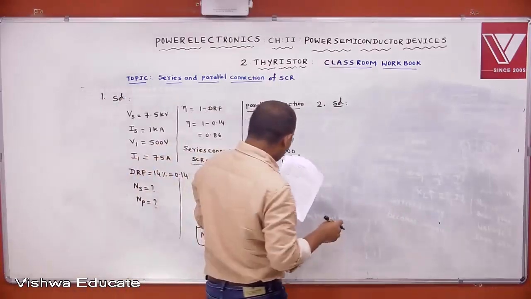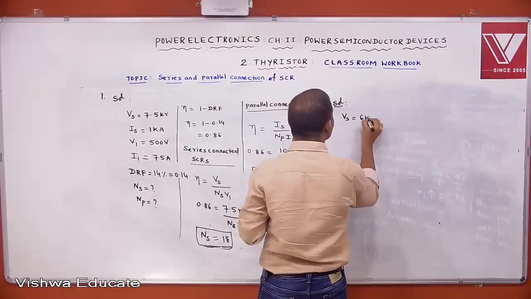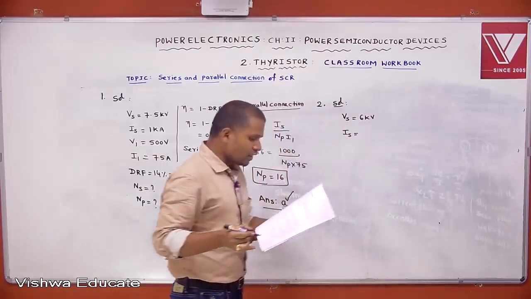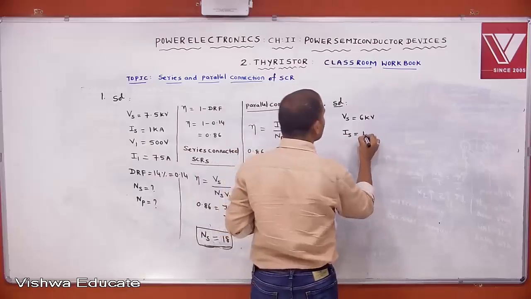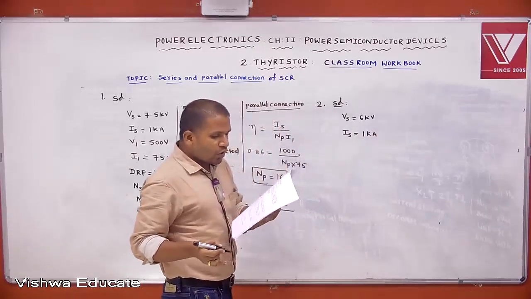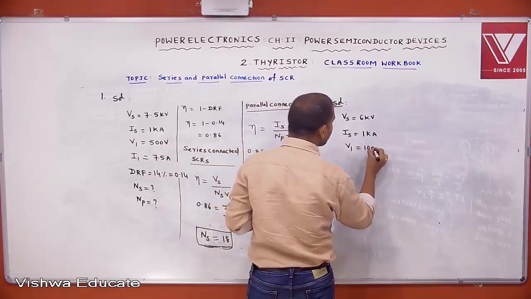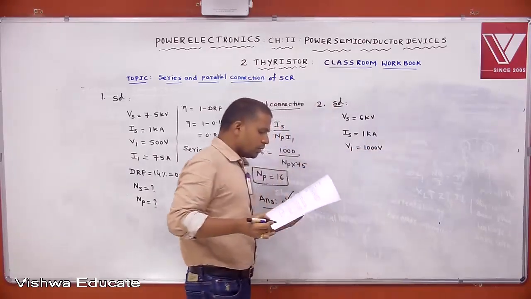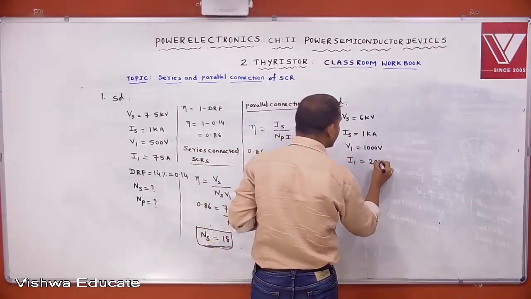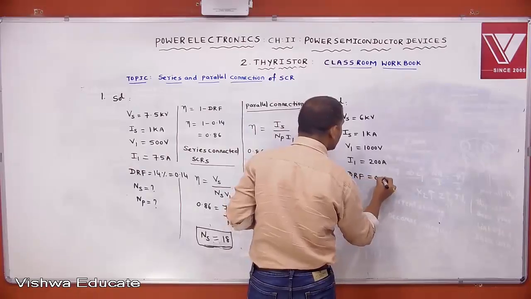Then tell me, what is the string voltage given? 6 kV. What is the string current given? 1 kiloampere. What is the individual voltage rating of each SCR? V1 equal to 1000 volts. What is the individual current rating of each SCR? 200 amperes. What derating factor is given? 0.1.